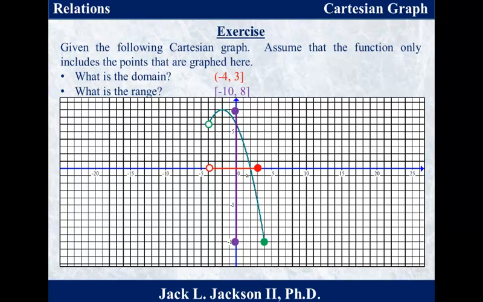So it's the interval from -4 to 3 is the domain. Does not include -4, it does include 3. So it's parentheses -4, comma, 3, bracket.